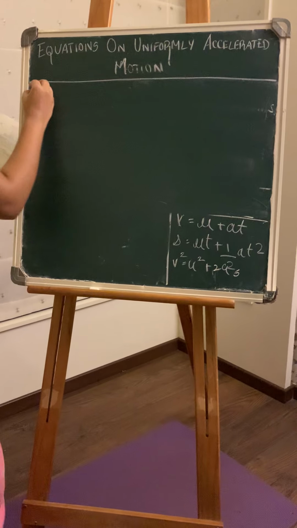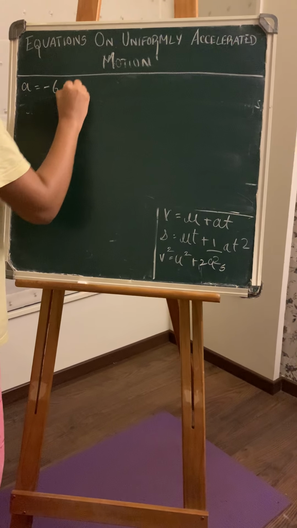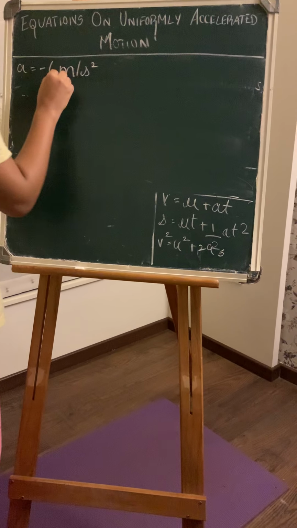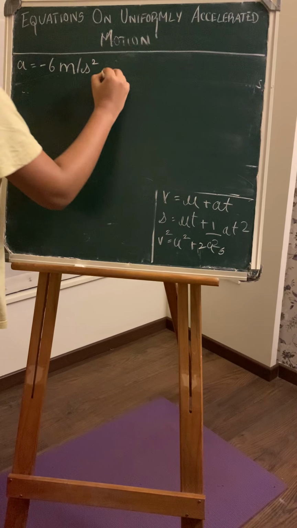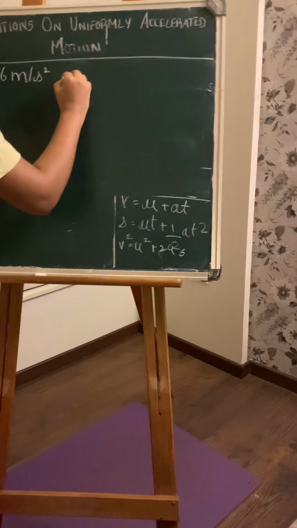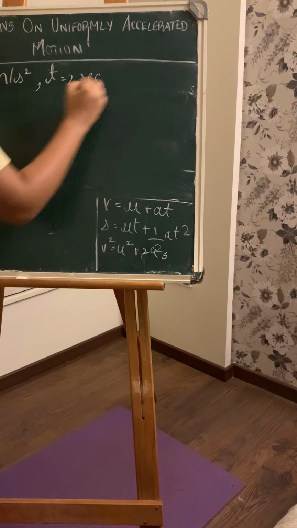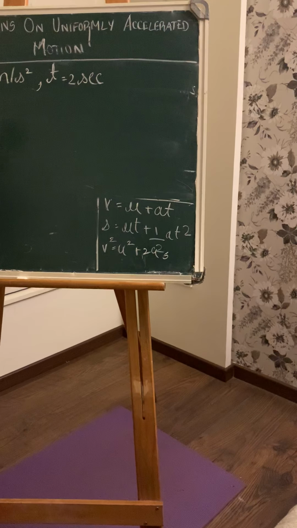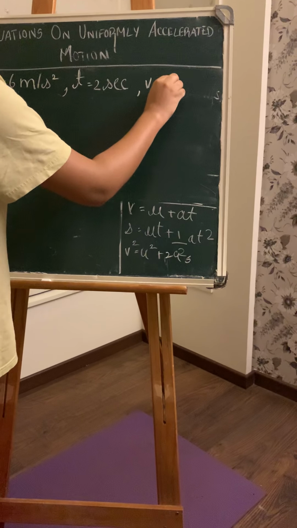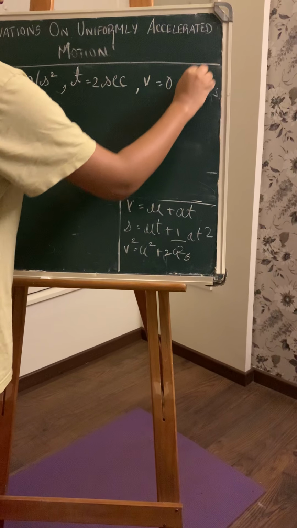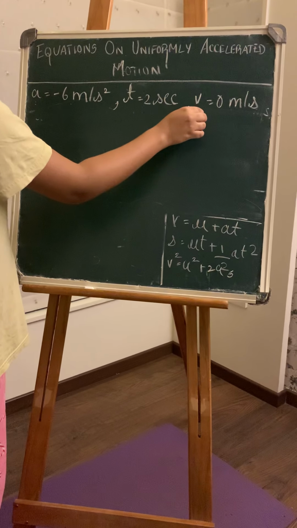So let's see, we have been given that the acceleration is minus 6 meters per second square because it is in the opposite direction to the direction of motion. And we have also been given the time, t is equal to 2 seconds, and it takes 2 seconds to completely stop, to come to rest, right? So the final velocity v is 0 meters per second. Now we have a, t and v, right?